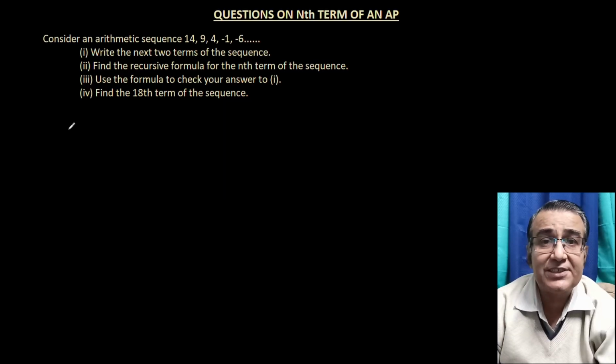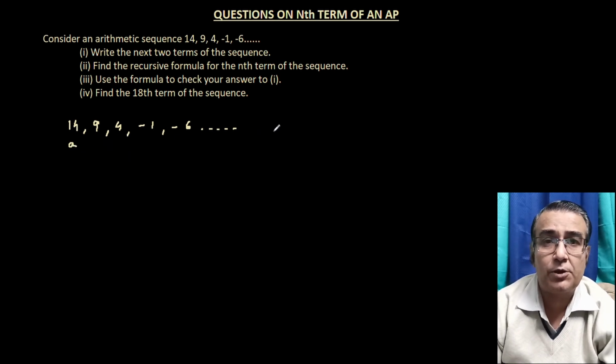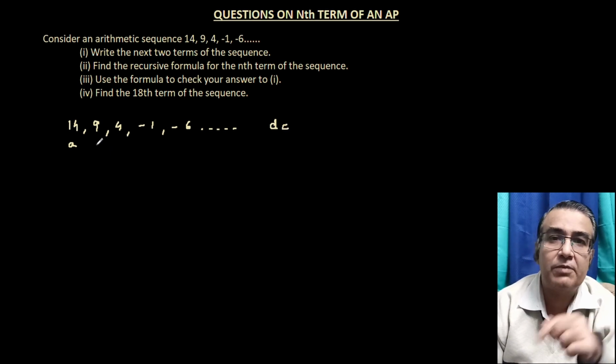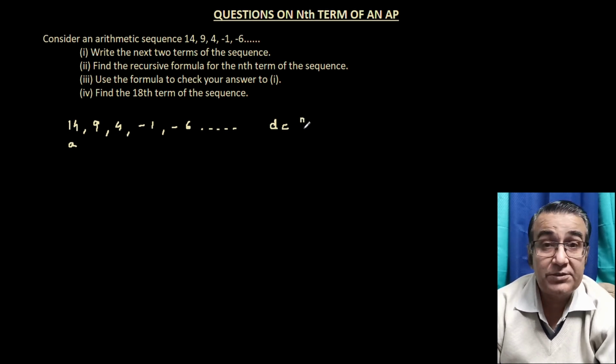Okay, so first of all, let's start by writing the sequence ourselves, which is 14, 9, 4, -1, -6. Now, seeing this sequence, we know that 14 is the first term, which we can write as A, and then we have to find the common difference. Common difference is found out by taking any term and subtracting from it the previous term. So in this case, I'll take the second term and from it I'll subtract the first term, so that becomes 9 minus 14, which gives us a common difference of -5.